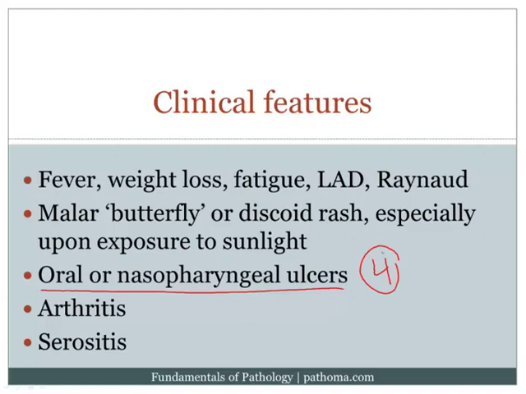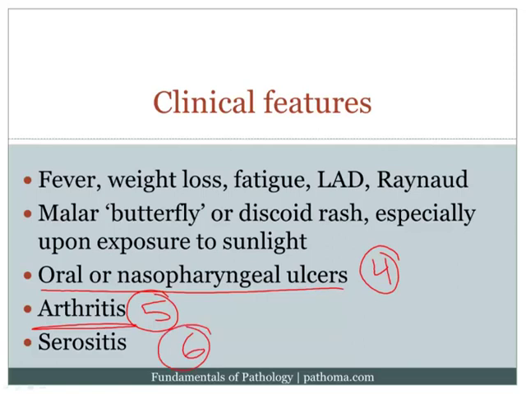In fact, this is the 4th criteria. Arthritis. When patients get arthritis, this usually involves peripheral joints, usually 2 or more joints. The joints will be tender and swollen, but there will be no deformity, and that is number 5 criteria. Number 6 criteria is that patients get inflammation of the serosal surfaces.